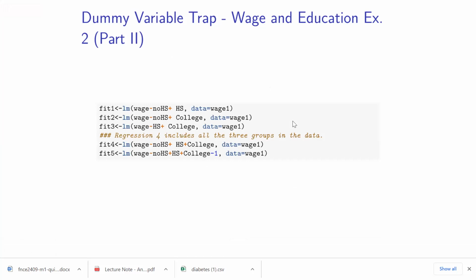In the first 3 regressions, I regress wage on only 2 out of the 3 dummy variables created to describe the different categories of workers. In the 4th regression, I regress wage on all 3 dummy variables. And in the 5th regression, I do the same thing as the 4th regression, but force the intercept of the regression to 0. Let's see how these regressions pan out.